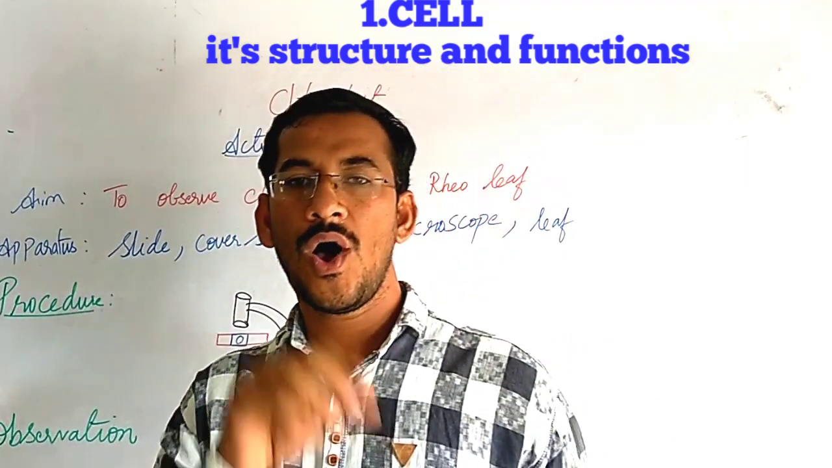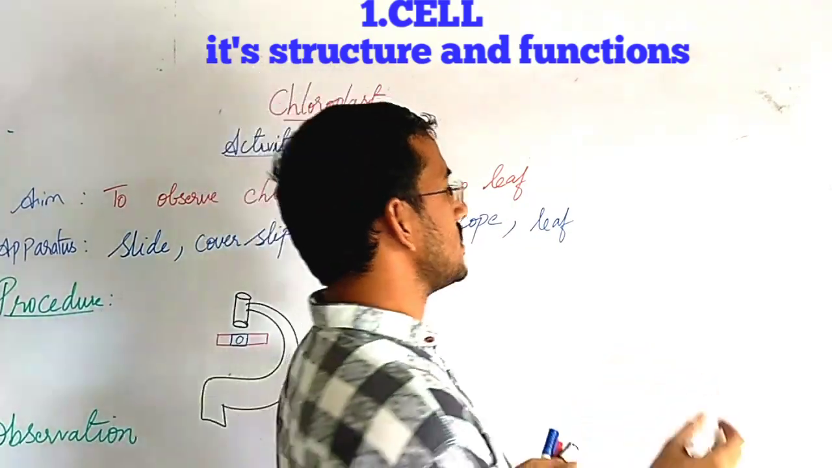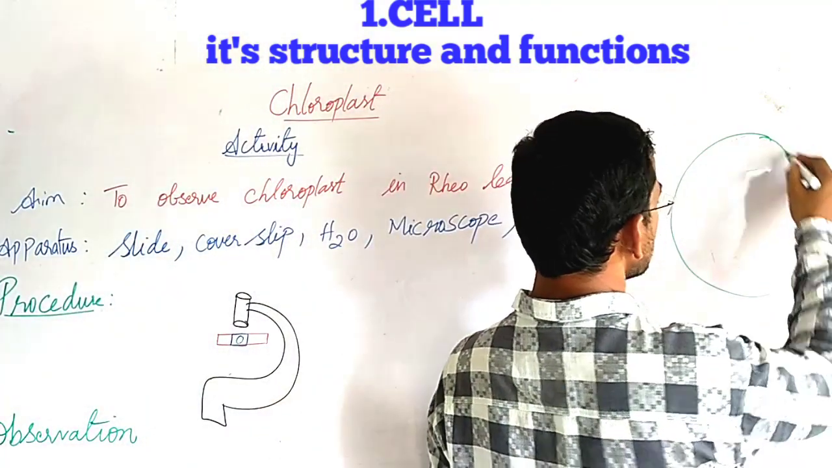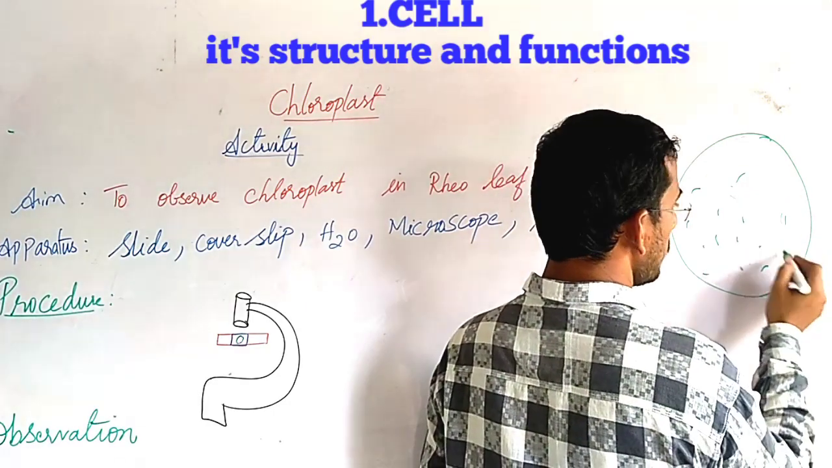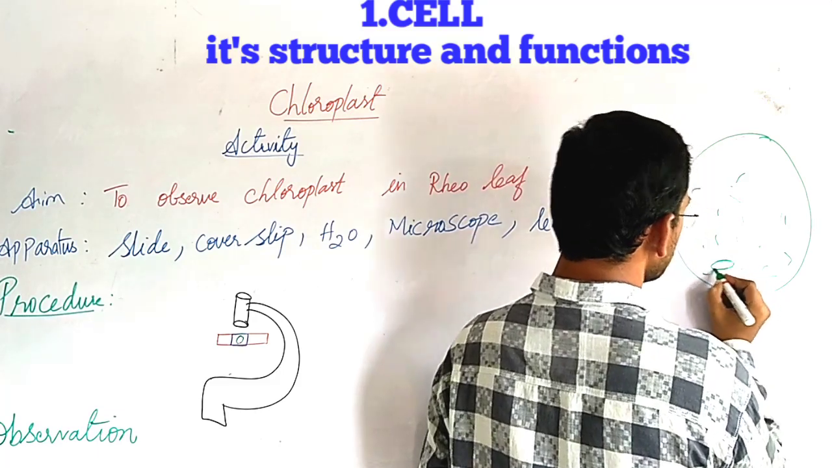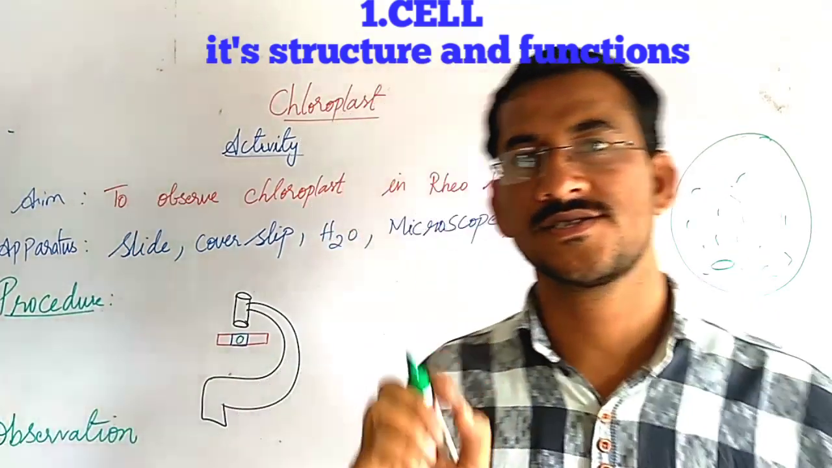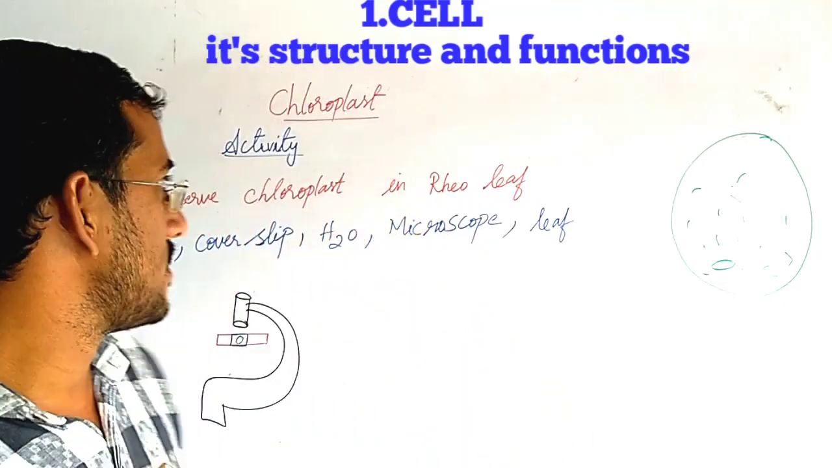So small green granules are found in the cytoplasm of the cell. This is the cell, and this is the cytoplasm of the cell. In this cytoplasm, disc or oval shaped structures are seen. These are very small granular structures.